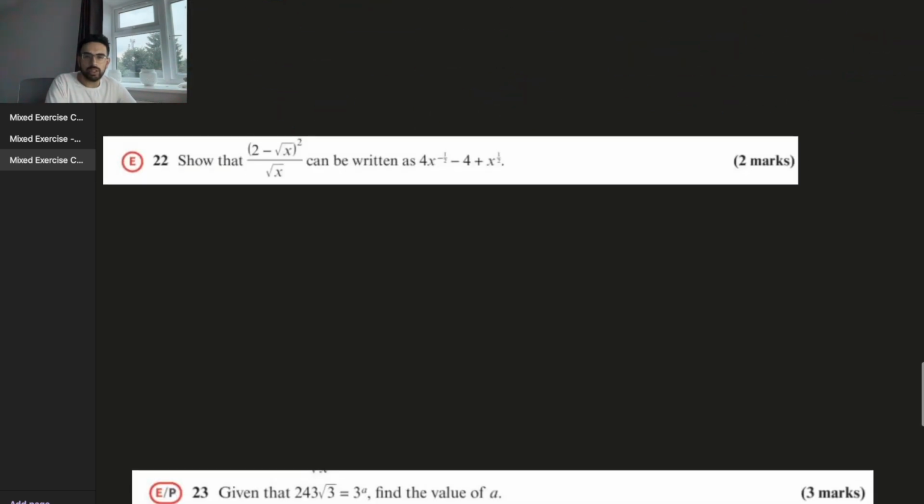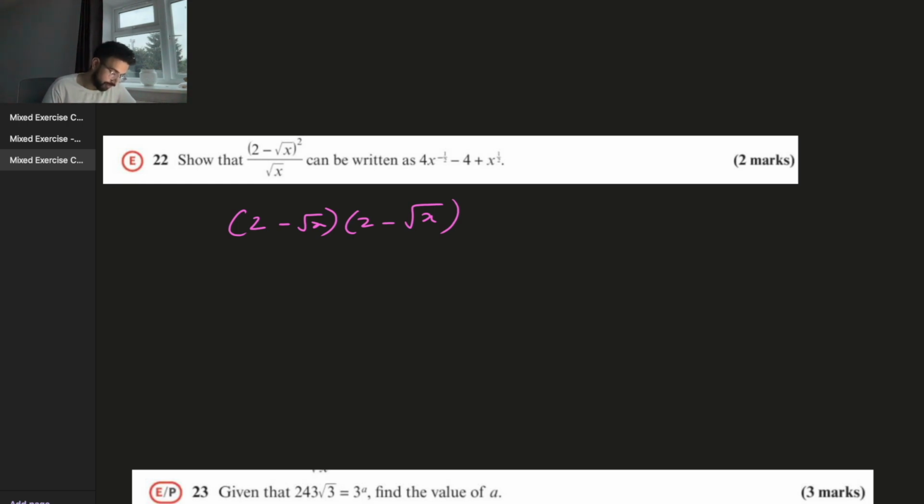Let's move on to question 22. Now, this one is a little bit challenging. We've got to write it in this form. So I'm going to do what I normally do in terms of expand the top first. So I'm going to get 2 minus root x, 2 minus root x. Alternatively, if you are happy and familiar, you could use the expansion of a minus b whole squared, but we are going to do this with our FOIL method for now.